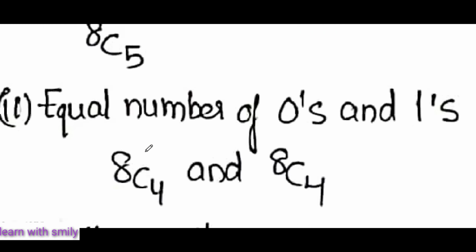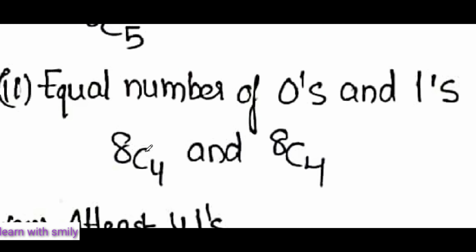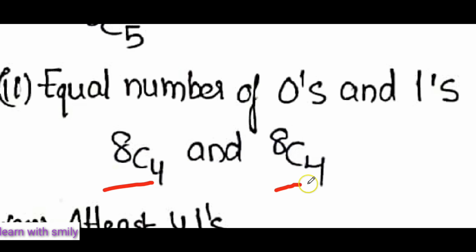Coming to an equal number of zeros and ones: we have only 8 bits, so we have to halve the 8, which is 4 and 4. Equal means 4 zeros and 4 ones. So it is 8C4 and 8C4, one for zeros and one for ones, and we multiply them. So 8C4 into 8C4 represents an equal number of zeros and ones.